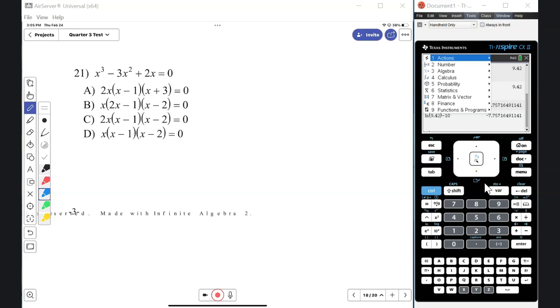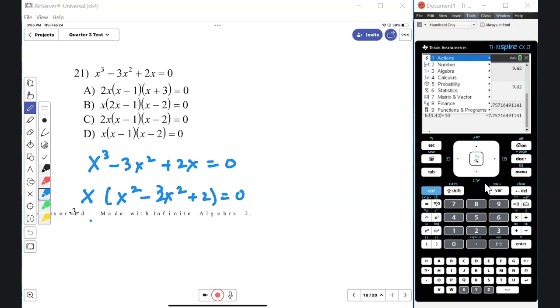Okay, 21, we're factoring. So we have x to the third minus 3x squared plus 2x equals 0. The common factor is x. So you have x times x squared minus 3x plus 2 equals 0. The factors of 2 are 2 and 1, or negative 2 and negative 1, which is going to be negative 2, negative 1. So you have x minus 2, x minus 1, and so those are the factors: x, x minus 2, and x minus 1, which is going to be D, right?